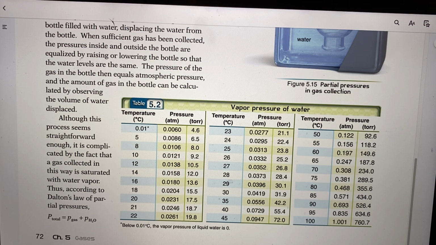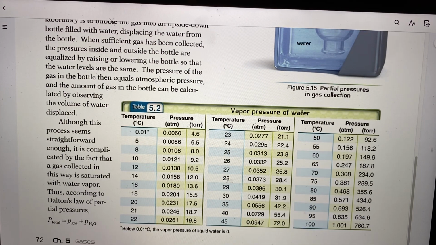And then we can use the ideal gas law to calculate the number of moles of gas. So we can't calculate moles of gas unless we get rid of that partial pressure of water that's in there, the water vapor, because water vapor is going to affect it. So we have to calculate that pressure out, and you can do it by finding the temperature and looking up what it is.